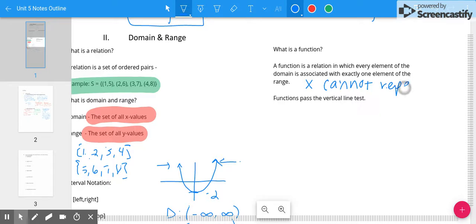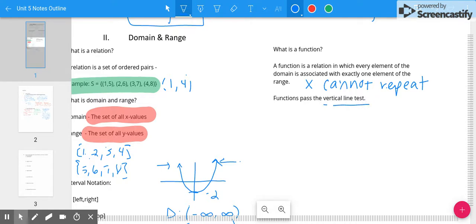So if we were looking at the example that I highlighted over in green from earlier, if I look at the x's 1, 2, 3, and 4, none of those values repeat. But if I, for example, were to add another ordered pair like we had talked about earlier of like 1, 4, well, now I just made that not a function because 1 goes to 5 and it also goes to 4. An easier way to see this graphically is by passing the vertical line test.